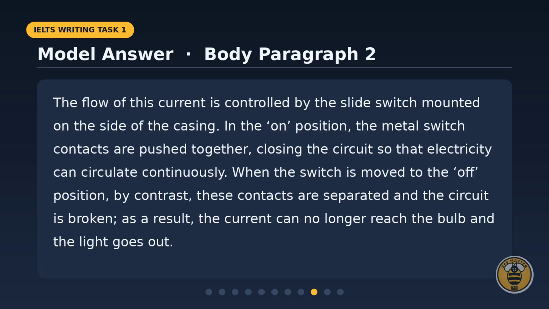Body paragraph 2 explains the switch and compares the 2 states. The flow of current is controlled by the slide switch on the side of the casing. In the on position, the metal contacts are pushed together, closing the circuit so electricity can circulate. When the switch is moved to the off position, by contrast, the contacts separate and the circuit is broken. As a result, the current can no longer reach the bulb, and the light goes out.